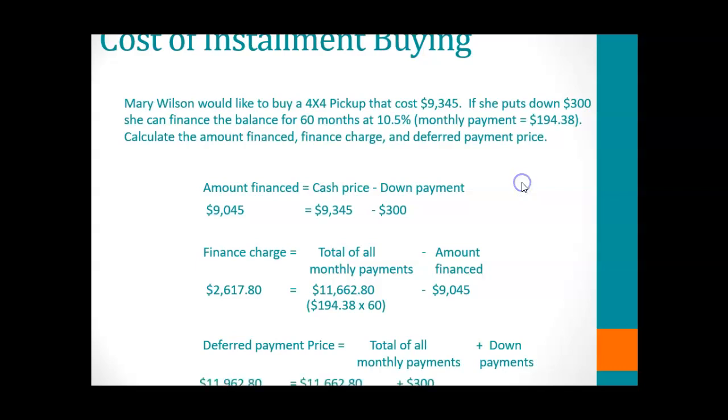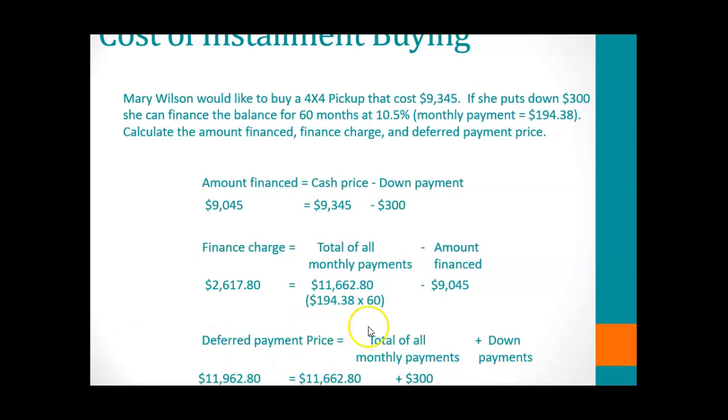So the total of all the payments was $11,662.80 plus the down payment of $300. The deferred payment price totals $11,962.80. So we can determine the amount to be financed by subtracting the down payment from the cash price. For the finance charge, we look at the total of all the payments minus the amount financed. The deferred payment price is the total of all the monthly payments plus the down payment.